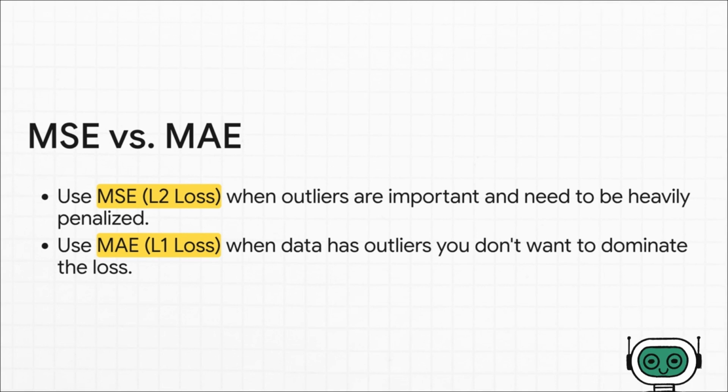Well, if those big mistakes, those outliers, are something you absolutely cannot tolerate, then MSE is your friend. Think about financial predictions. A huge error there could be disastrous. It really punishes those big misses. But if you have some outliers in your data that might just be weird noise, and you don't want them to completely skew your model's training, MAE is probably a safer, more robust bet.